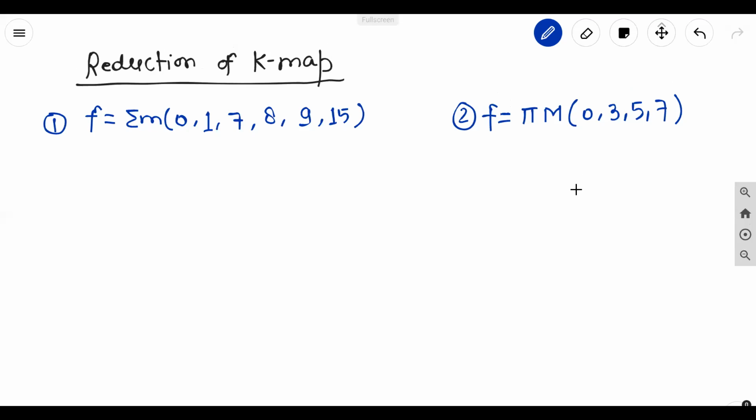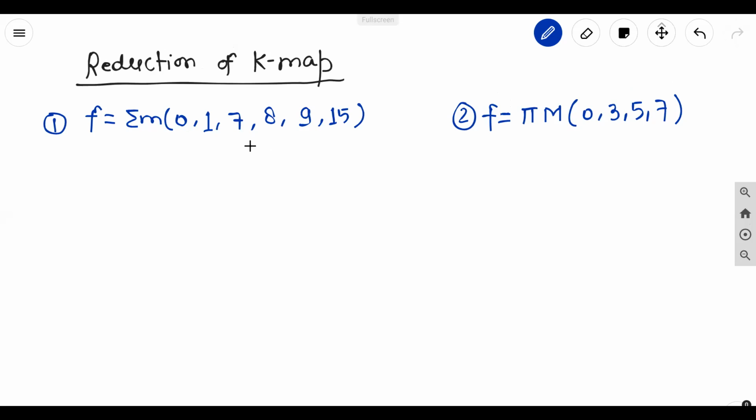Good morning, friends. In the series on KMAP, in the last video I talked about reduction of KMAP using SOP and POS form when the function is given in the form of variables. But here the function is given in the form of min terms and max terms. Now, how will we reduce this function using the KMAP?